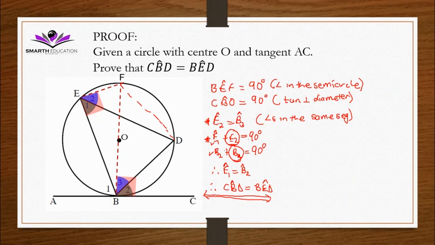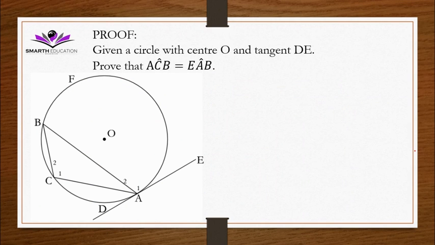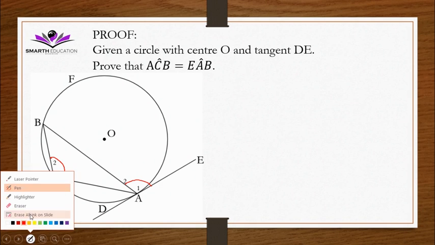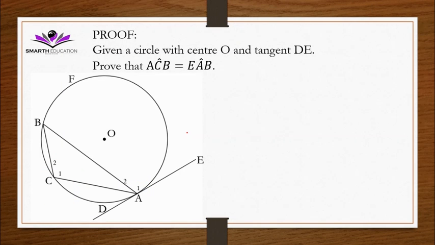We're going to do another one. Okay, now let's go to the next one. Right, let's look at this method now. It says, given a circle with center O and tangent DE, prove that angle ACB is equal to angle EAB. Angle ACB, this is the angle ACB, and then angle EAB, this is the angle here. Now we're going to prove that these two angles are equal.